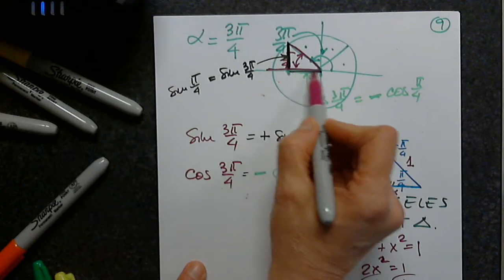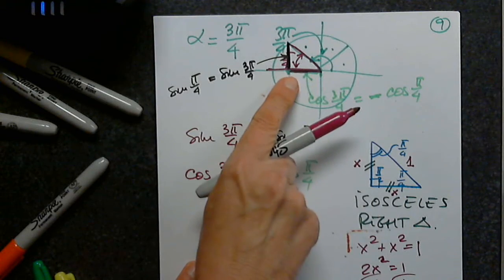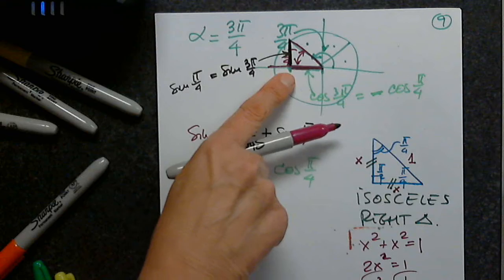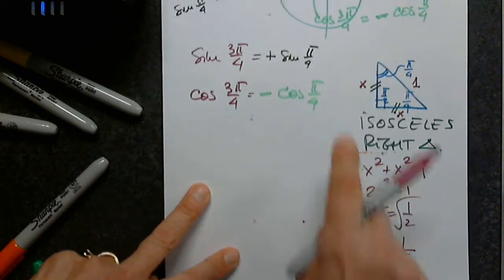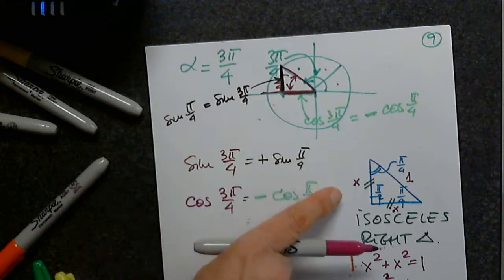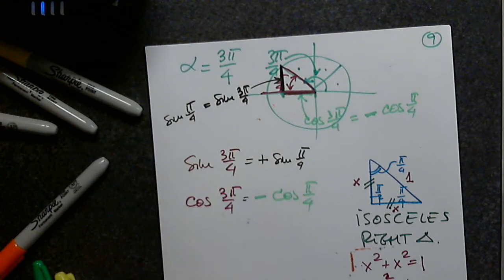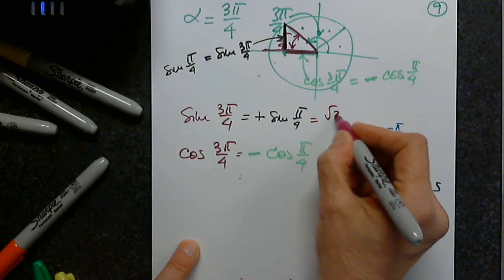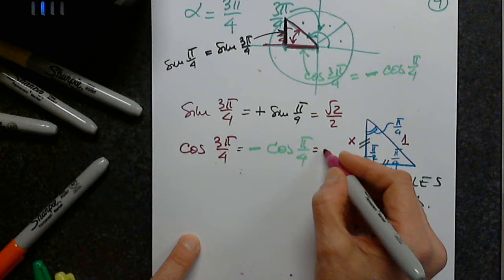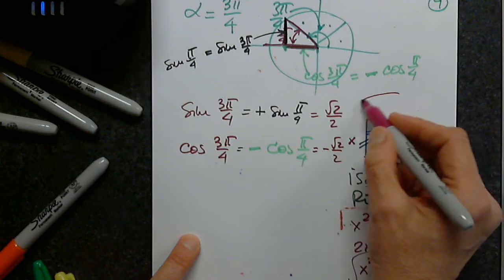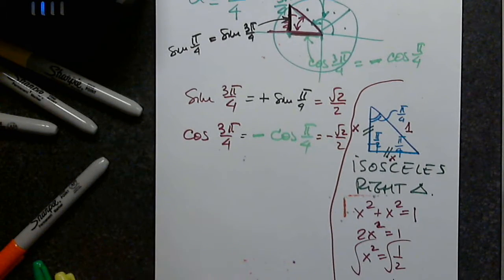So then this piece is how much? It's going to be negative because it's on the left-hand side. And how much is this piece? So the answer here is the square root of 2 over 2. And the answer here is? Okay, I have sine and cosine.